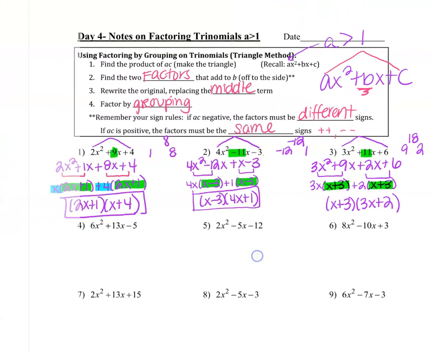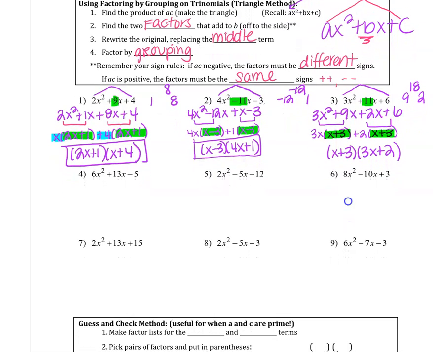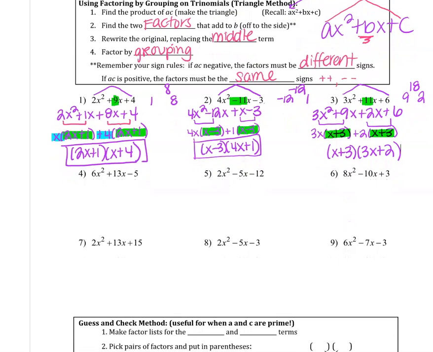Okay. Let's keep rolling here, guys. All right, so number 4. 3 times negative 5 is negative 30. Didn't want to write that for some reason. All right, we're back. Negative 30. Okay, so factors of negative 30 that sum to 13.